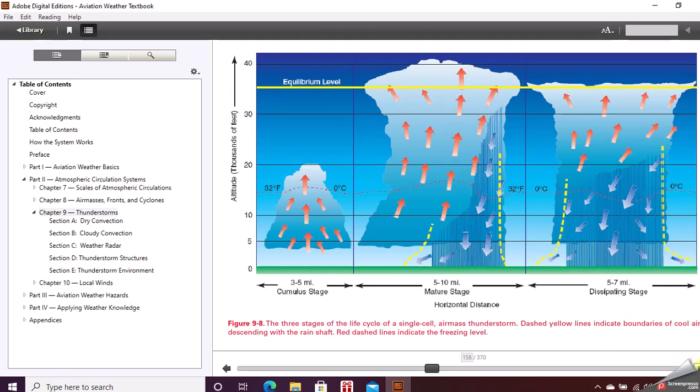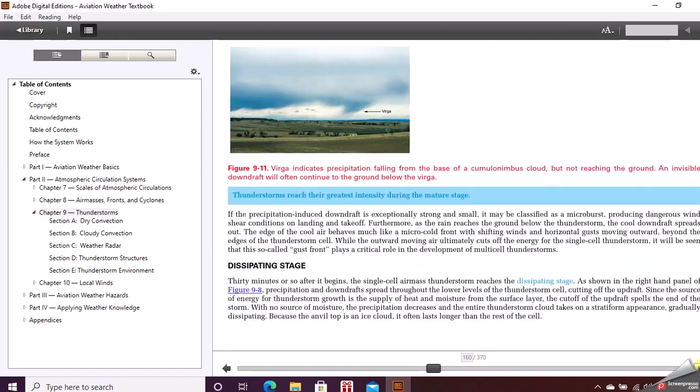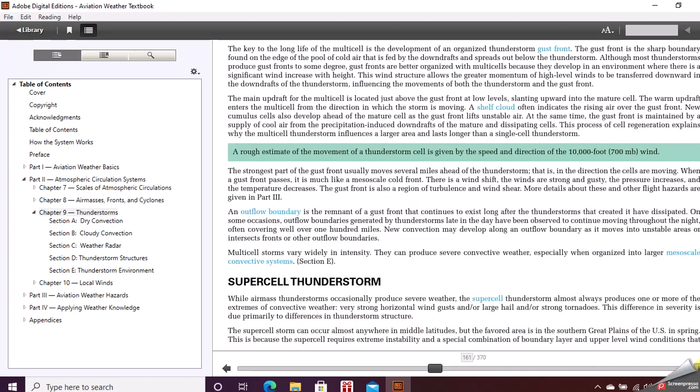So those are the basic stages. Now, we get thunderstorms that get multiple cells. So you get more than one thunderstorm. And these multi-cell thunderstorms will have updrafts and downdrafts in them. And there'll be a cluster of storms that may form together.